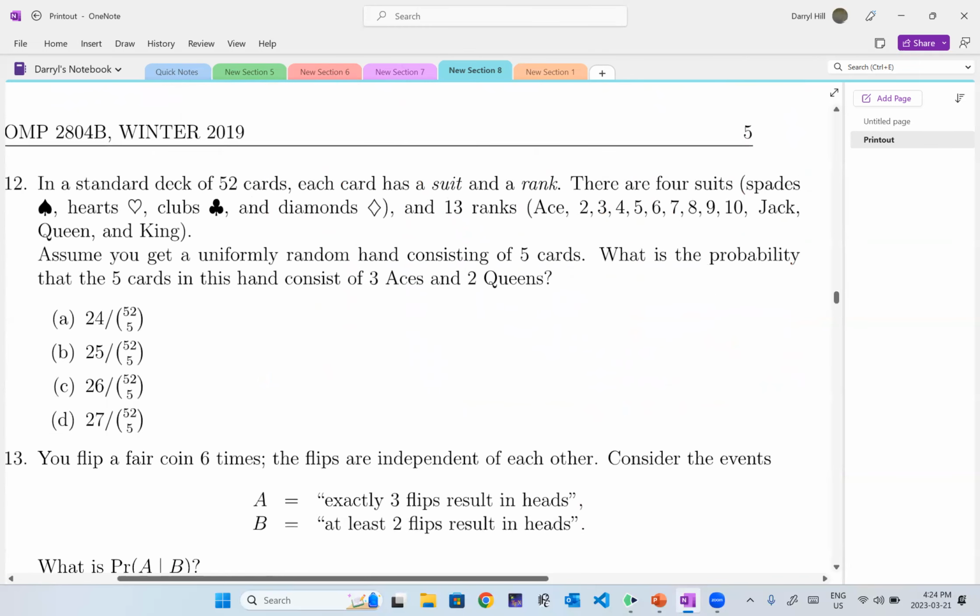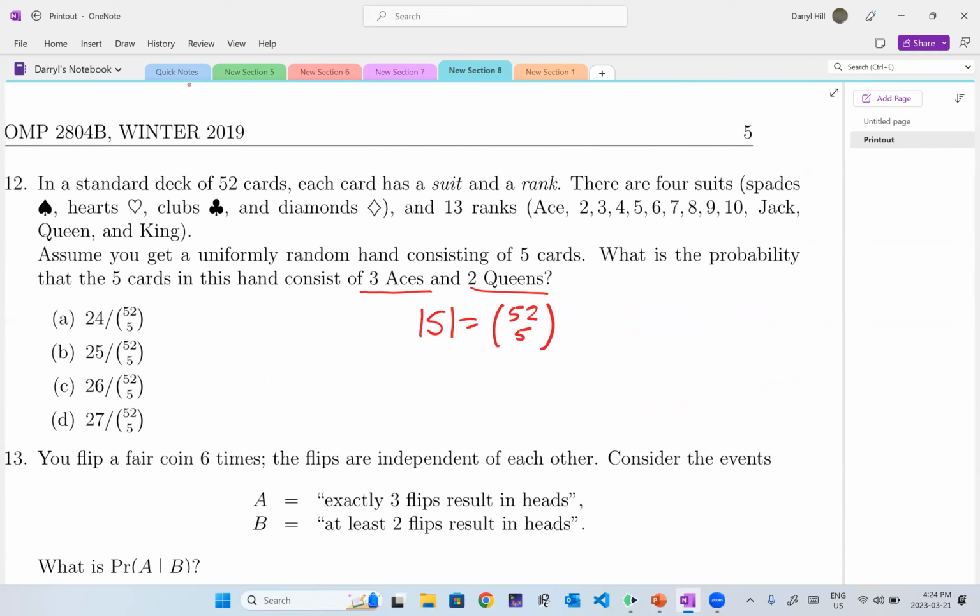Standard deck of 52 cards. So this is the probability that I get 3 aces and 2 queens in a hand of 5 cards. If I look at the answers, they're all 52 choose 5 for the base. That is, of course, the size of my sample space. So now I just need to count the number of hands with 3 aces and 2 queens.